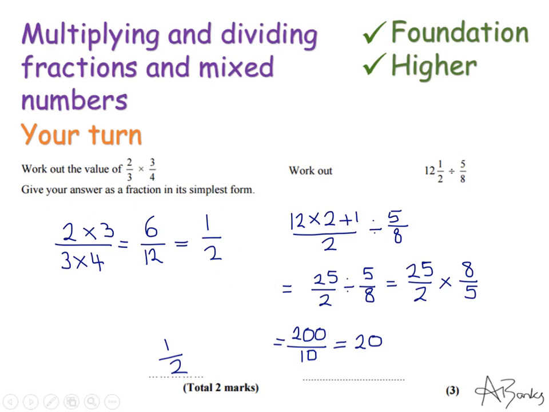The second question is a harder one, so you should have started first by writing 12.5 as an improper fraction, which is 25 halves, and then do the keep, change, flip, so flip the second fraction over and change the divide to a multiply. You get 200 over 10, which is actually just 20, so you have to simplify this and get the answer of 20.